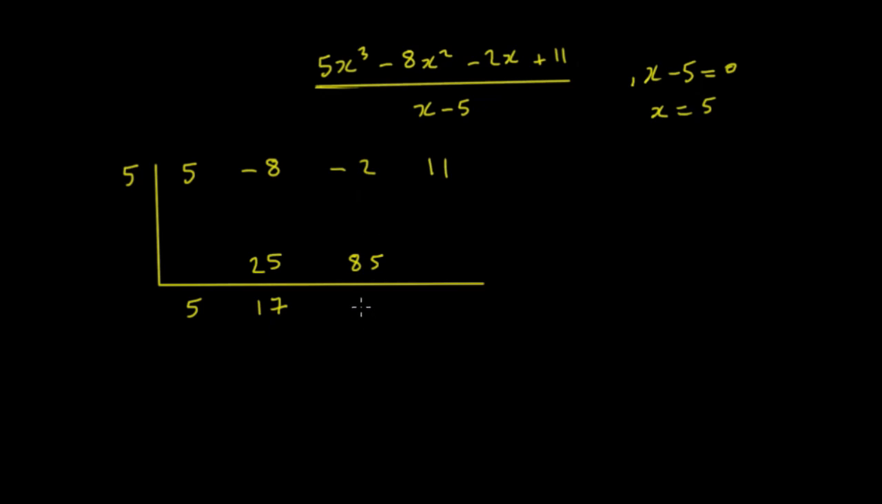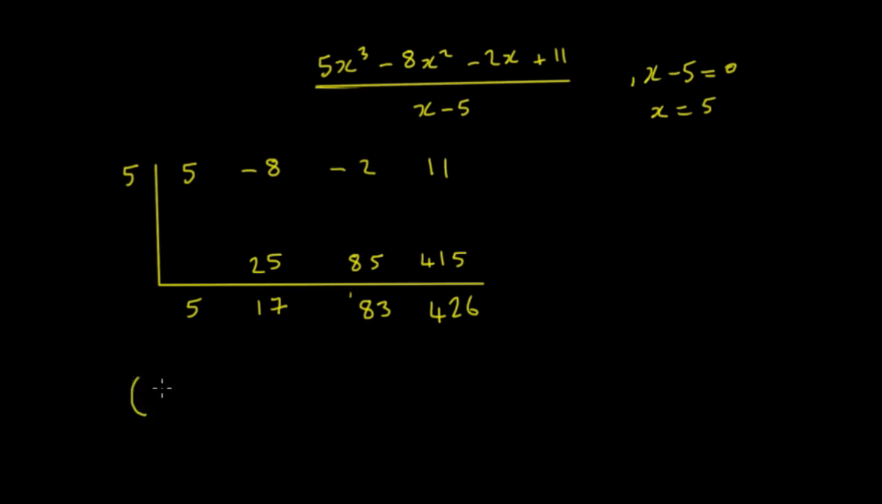85 plus the minus 2 is going to be 83, and then we're going to have 5 times the 83, well 5 3s are 15, remainder 1, and 5 8s are 40, so that's going to be 41, so that's 415, and then we're going to add these together, so that's going to give us 426.